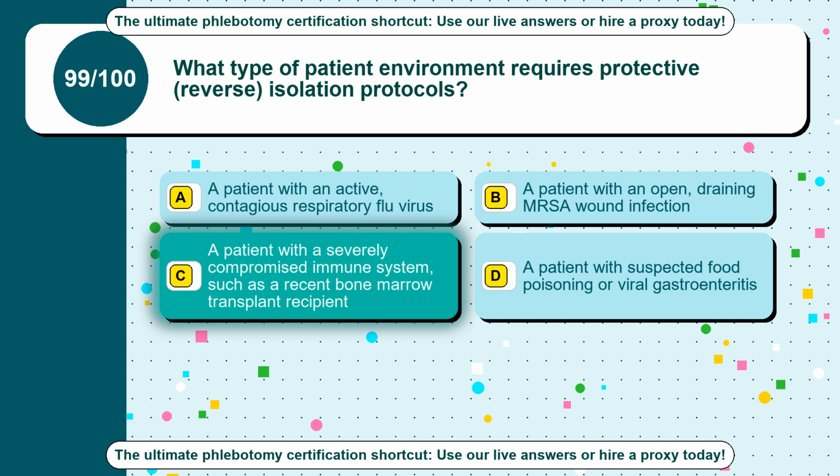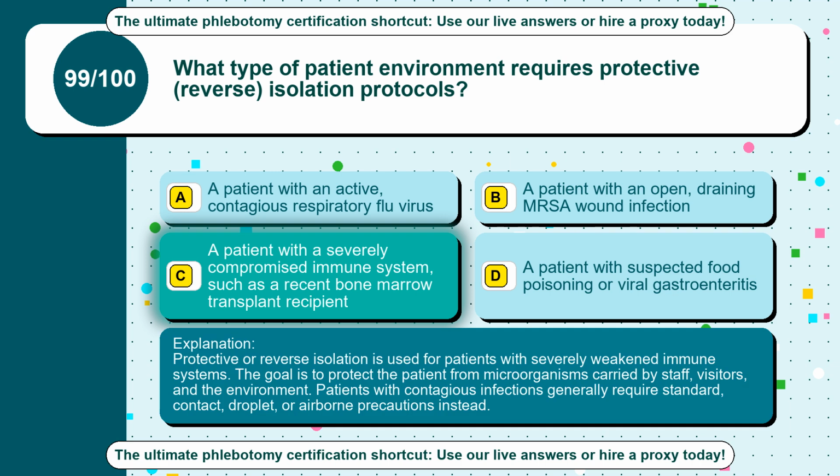A patient with a severely compromised immune system, such as a recent bone marrow transplant recipient. Protective or reverse isolation is used for patients with severely weakened immune systems. The goal is to protect the patient from microorganisms carried by staff, visitors, and the environment. Patients with contagious infections generally require standard, contact, droplet, or airborne precautions instead.